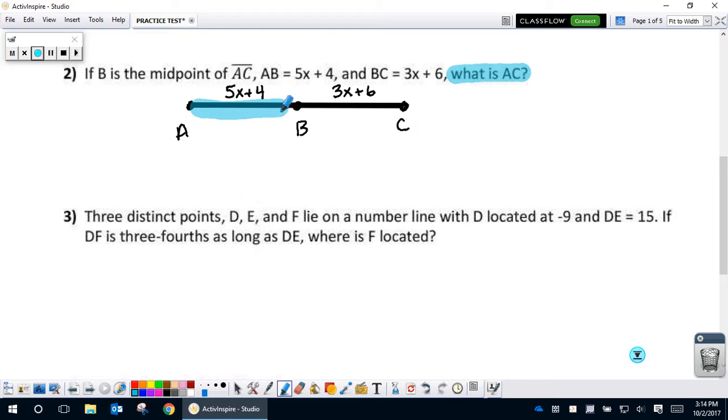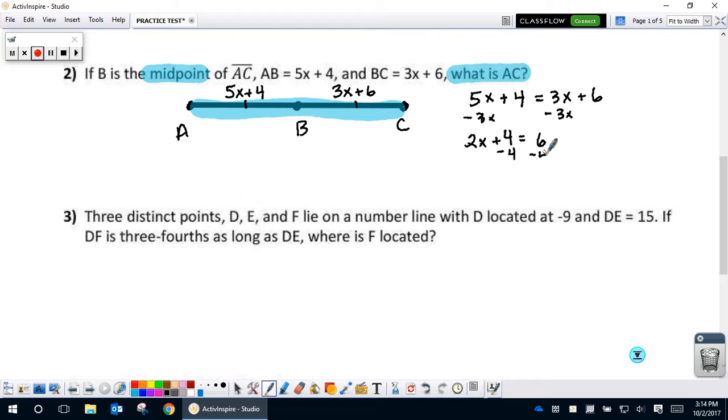So AC is a length, a whole length. But because we have this midpoint, we know that A to B is the same distance as B to C. So 5x plus 4 equals 3x plus 6. And now we're going to solve for x, minus 3x, minus 3x. 2x plus 4 equals 6. Subtract 4, subtract 4. 2x equals 2, so x equals 1.